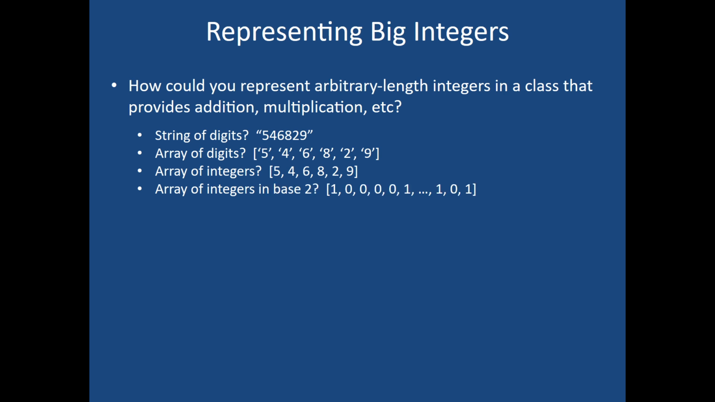Why not use base 2? Why not an array of integers in base 2? Why should we use array of integers where the base is 10? Yeah? Are we doing base 10 math? Well, we're doing base 10 math, but the computer does base 2 math. If we use base 2, it's going to be done with ones and zeros. For really big integers, that's going to take up a lot of space. Okay, right. The array is going to be about 3 times longer than in base 10.